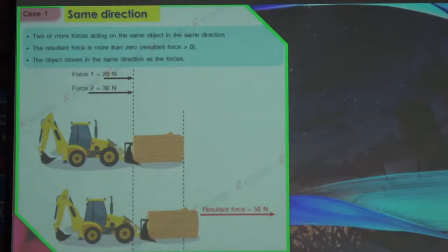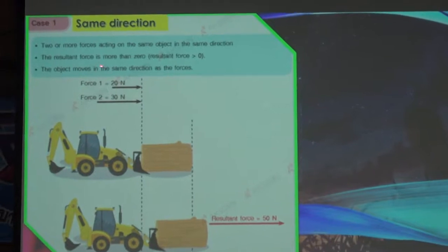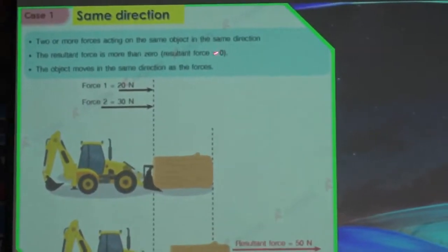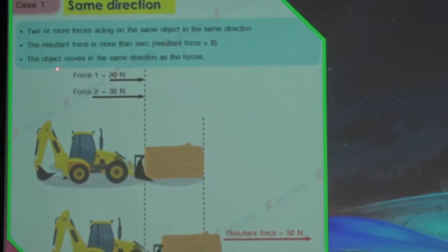Okay, more examples. Actually we have 3 cases. First one is same direction, second is opposite direction, and the third one is stationary or no movement. So today we will study case 1, same direction. 2 or more forces acting on the same object in the same direction. The resultant force is more than 0. The object moves in the same direction as the forces.